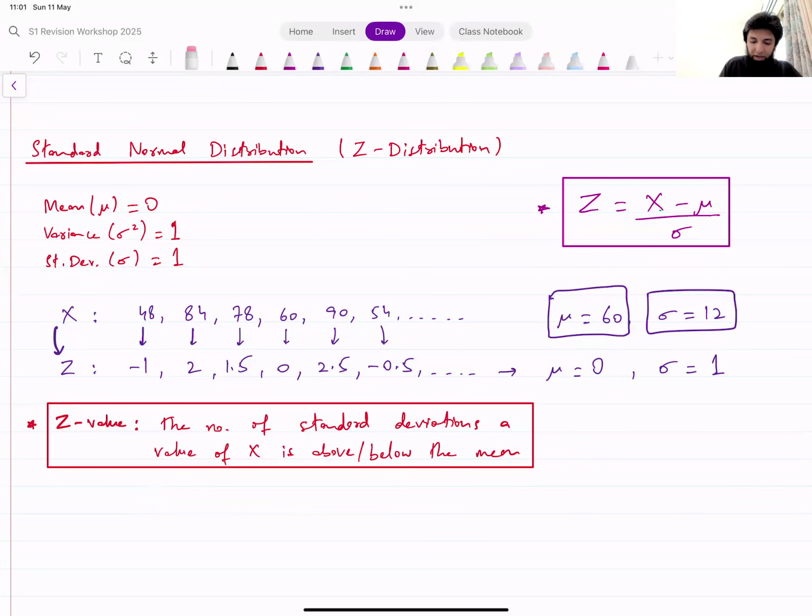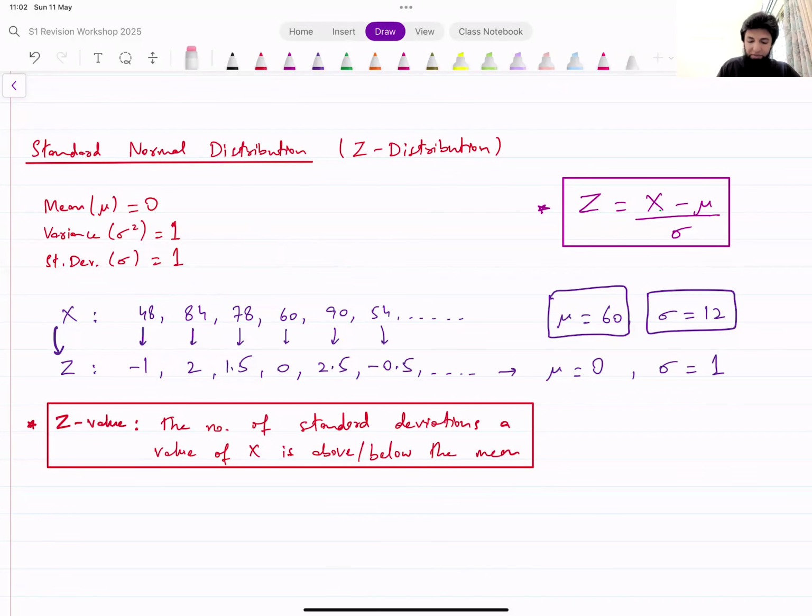For example, look at this value, 84. The mean was 60. 84 is 2 times the standard deviation above the mean, right? Because the standard deviation was 12. So if you add 24 to the mean, you get 84. So the z value turns out to be 2 because it is 2 standard deviations above the mean. Similarly, if you look at 48, this is 1 standard deviation below the mean. 60 minus 12, that is 48. So you can see the z value you're getting for this is minus 1.